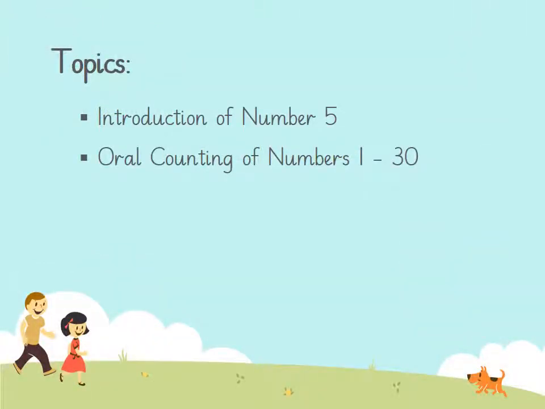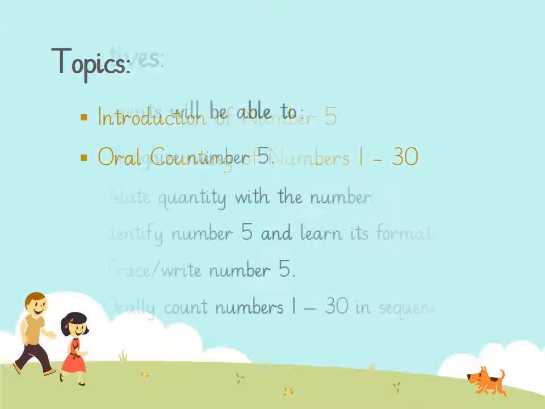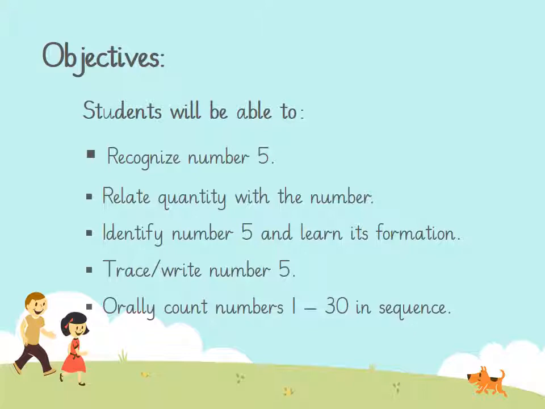Topics for today's lesson are Introduction of number 5, Oral counting of numbers 1 till 30. Objectives of today's lesson are students will be able to recognize number 5, relate quantity with the number, identify number 5 and learn its formation, trace and write number 5, orally count numbers 1 till 30 in sequence.